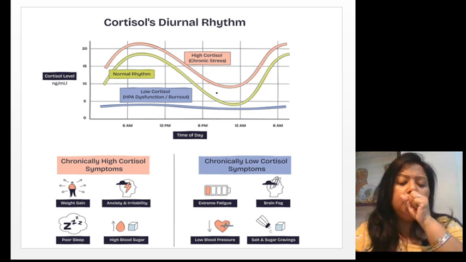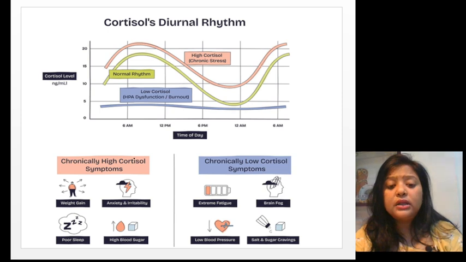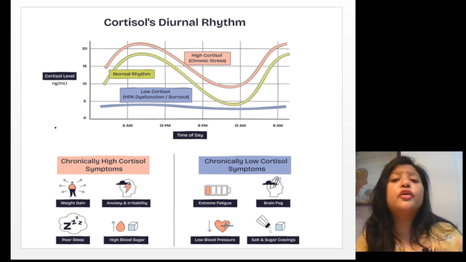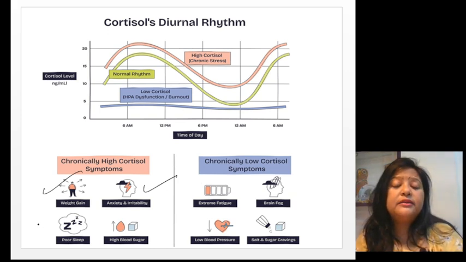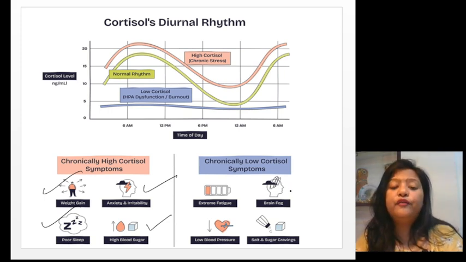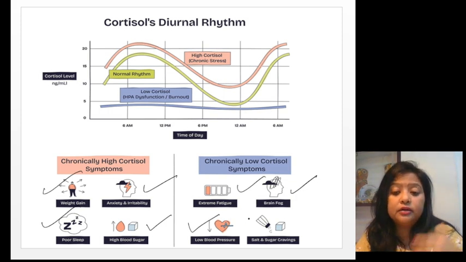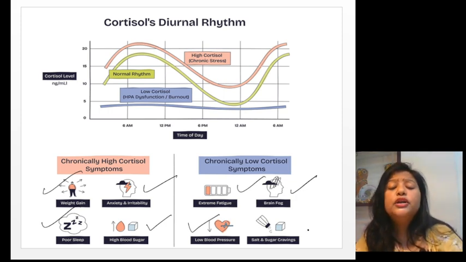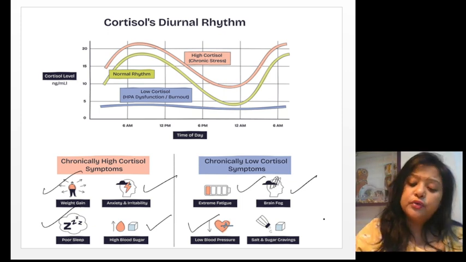Okay. Now see the below out here. When the cortisol is high, the person gains weight, anxiety happens, they are always irritated, they have poor sleep, and blood sugar increases. Then suppose your cortisol level is low, what happens? Brain fog occurs. That means you cannot think. Then there's too much tiredness in your body. Blood pressure will decrease. Also, you will start having cravings for salt and sugar.